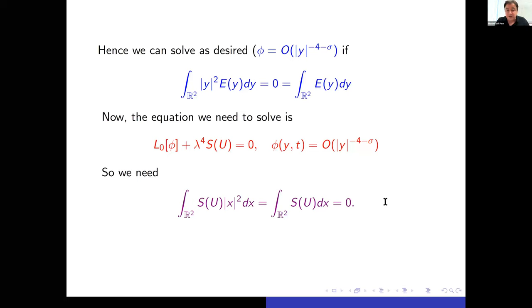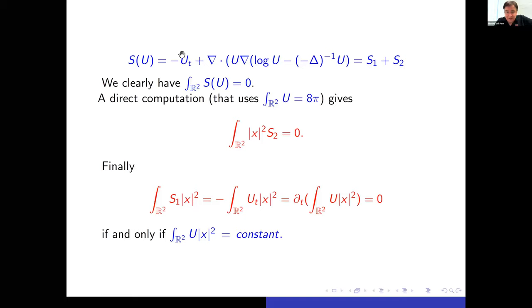Well, S of U is explicitly given by this, which if I separate between S1 and S2, where S1 is simply minus capital U_t and the other is this operator, then immediately you see that the mass is zero. Why? Because the integral of U is 8 pi, so the derivative in time of the mass is zero. And this other side is a divergence, so it also has mass zero.